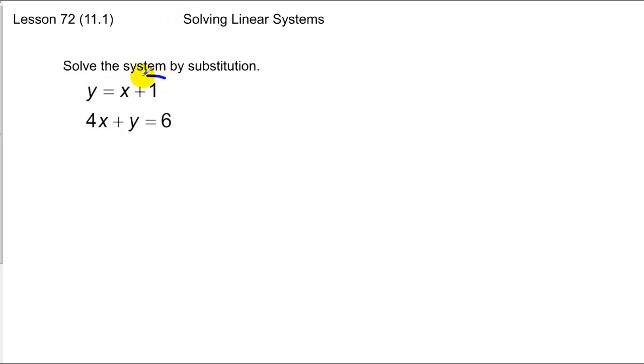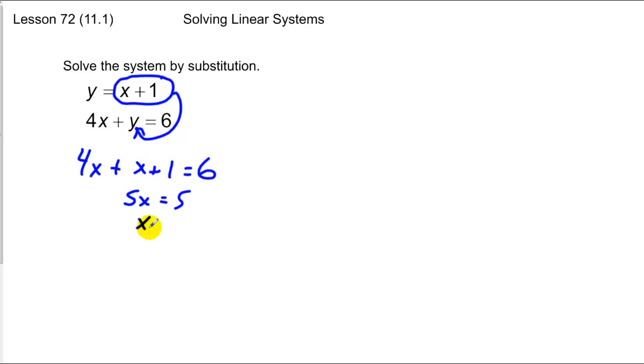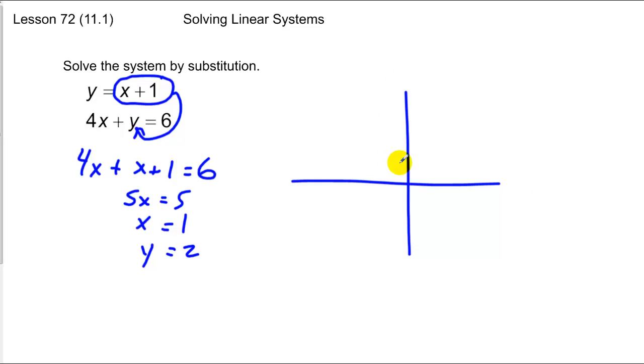We've already done some substitution stuff this year. You know y is equal to this quantity. Substitute it into this y in the second equation. We get 4x plus x plus 1 is equal to 6, so 5x is equal to 5 and x equals 1. And if x is equal to 1, we know y is equal to 2. And once again, you remember that what this is basically doing is it's mimicking an intersection of two lines at some point in space.